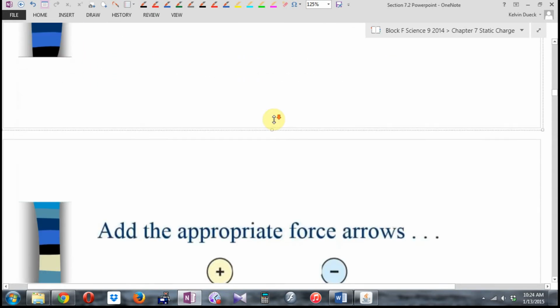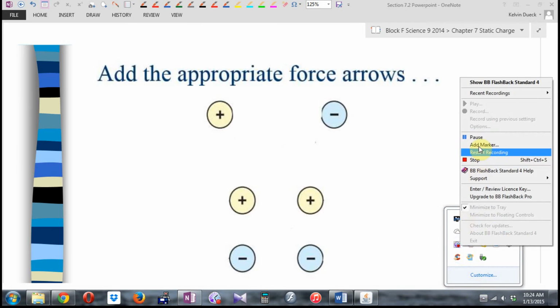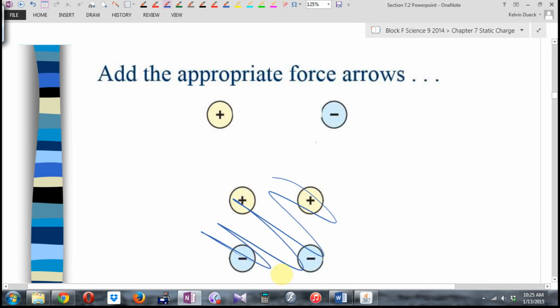Turn the page. This is on the test. Add the appropriate force arrows. So in the top, I gave you 3 diagrams. In the top diagram, what kind of a force would the positive feel? Hang on one second. So this is a good test question that I don't mind asking. Look at this positive and this negative. Temporarily ignore those guys. Don't scribble them out on yours, but they're not part of the diagram. Which way will this positive feel a force because of this negative?